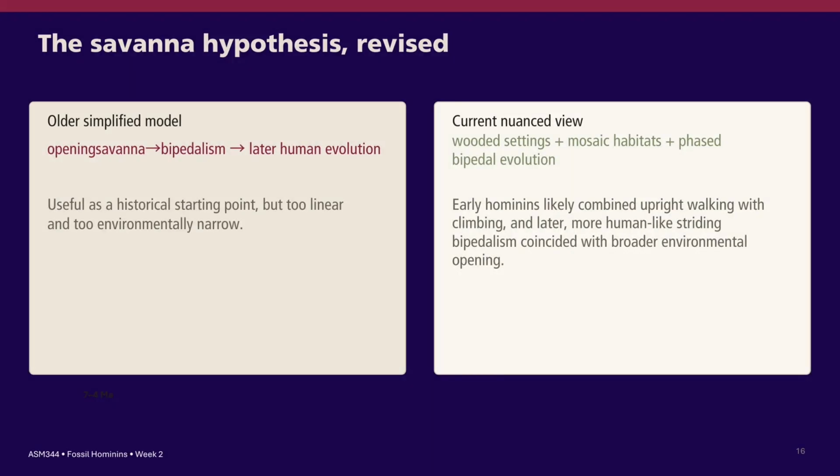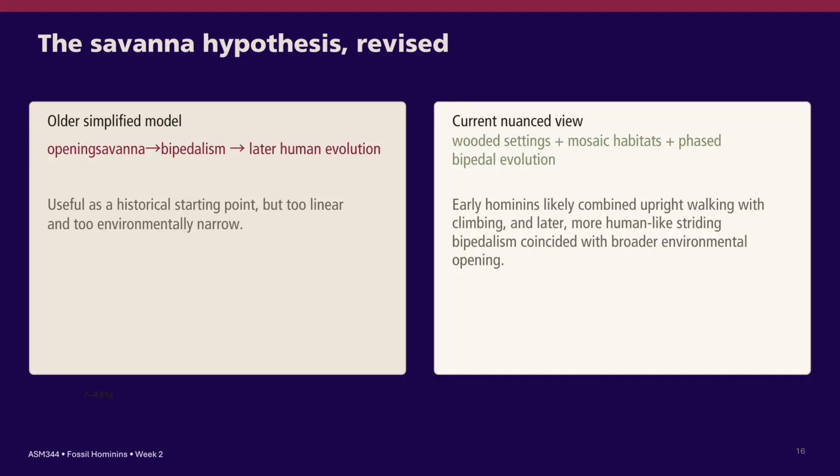The classic Savanna hypothesis proposed that the spread of open grasslands drove the origin of key hominin traits, especially bipedalism. It was attractive because it was simple and intuitive. Forests shrank, landscapes opened, and our ancestors adapted to life on the savanna. But more recent fossil discoveries and more refined paleoecological reconstructions complicated that picture.